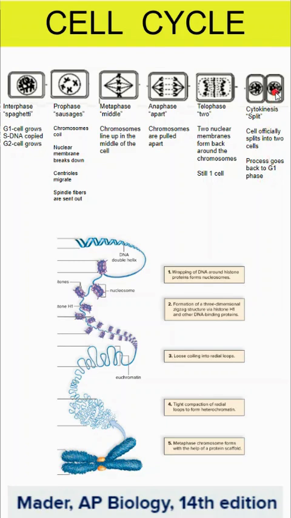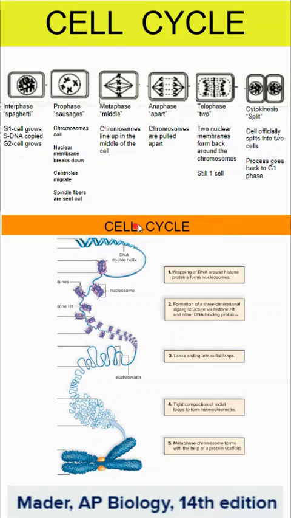We can't continue to divide and divide and divide without growing. Otherwise, our cells would get so small that they wouldn't have all of the machinery needed to exist. So the whole thing is a cell cycle, and mitosis is only the division of the nucleus, which includes prophase, metaphase, anaphase, and telophase. So again, interphase, the longest phase, broken up into G1, S, and G2. Prophase, we get our sausages. Meta's in the middle, ana's apart, tele is two, and cytokinesis is split.